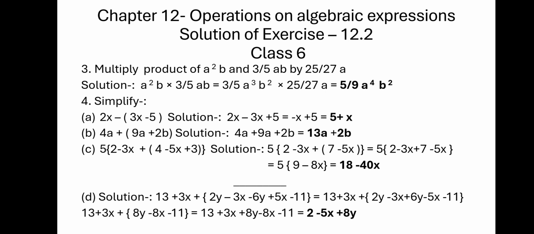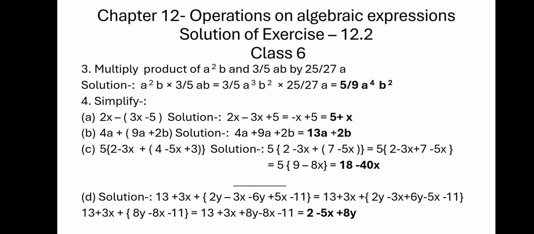Third question. Multiply the product of a square b and 3 upon 5 ab by 25 upon 27a. So we can take the first two products first and then multiply. That way also you can do, or we can take all the three as it is. So here a square b into 3 upon 5 ab, that is 3 upon 5 a square and a is there, so a raised to 3, and b is there, that is b square, into 25 upon 27a.